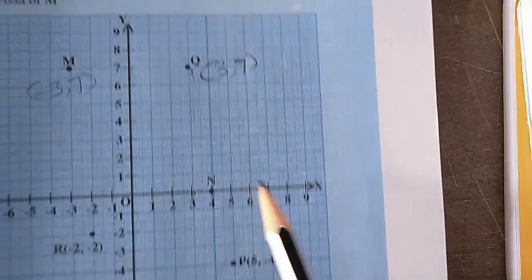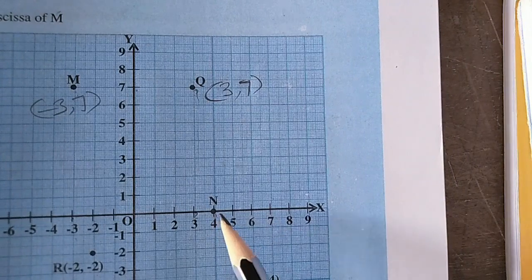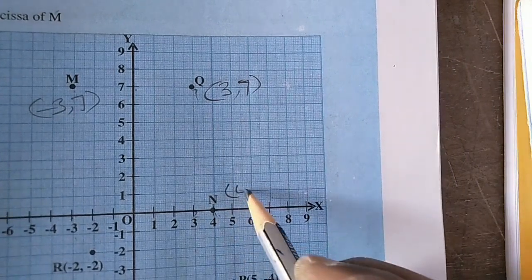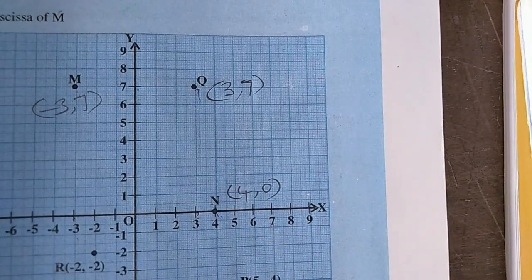And then N also there, one more, which is on the x-axis. The point which is on the x-axis, its y coordinate will be 0. But x value is how much? 4. So it is 4 comma 0. 4 comma 0, N is. Now look at the questions, what is asked here.